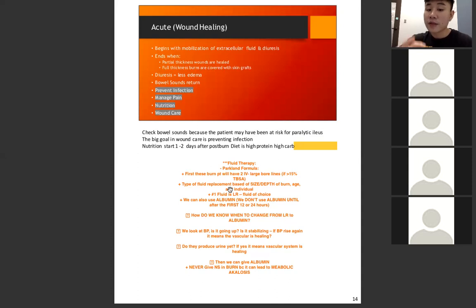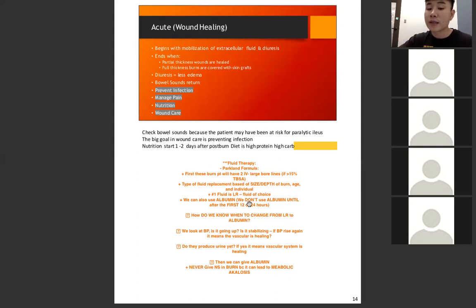First, with these burn patients, we will need to have 2 large-bore IVs if they are 15 or more percent of the TBSA. Remember how to calculate the TBSA earlier. If it comes out to be 15 or more percent, the patient will need 2 large-bore IVs, on the 2 sides. The type of fluid replacement is based on the size and depth of the burn, age, and the individual.